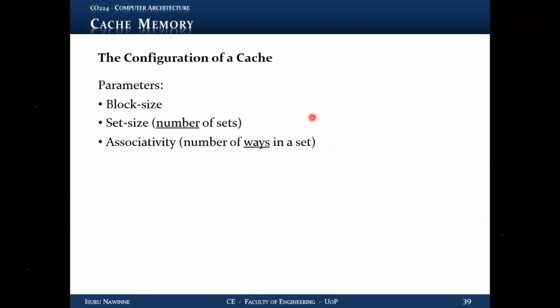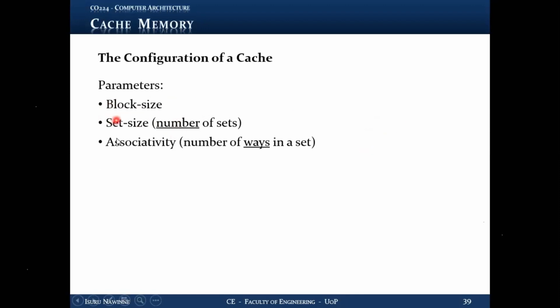So associativity refers to the number of ways inside a given set. Set size means the number of such sets, right? One set can have multiple ways inside it. The number of such sets is referred to as set size. So it can be a bit confusing, so pay attention to that. Then block size is the size of a single block in bytes. Those three are the key or primary parameters that define the configuration of a cache.